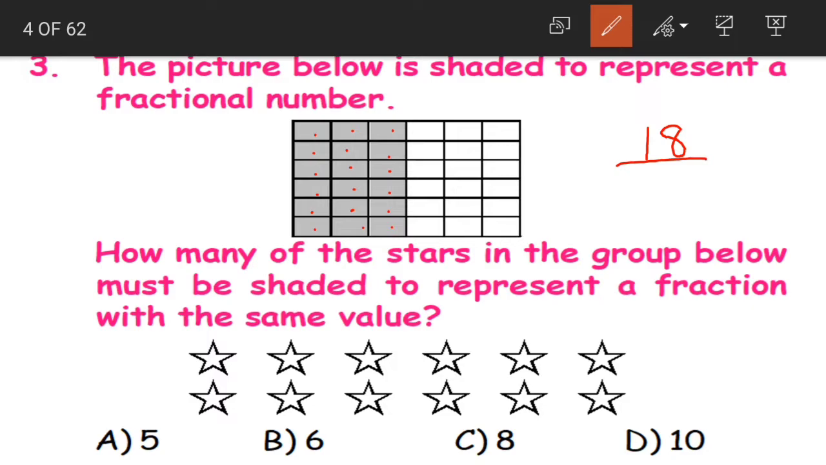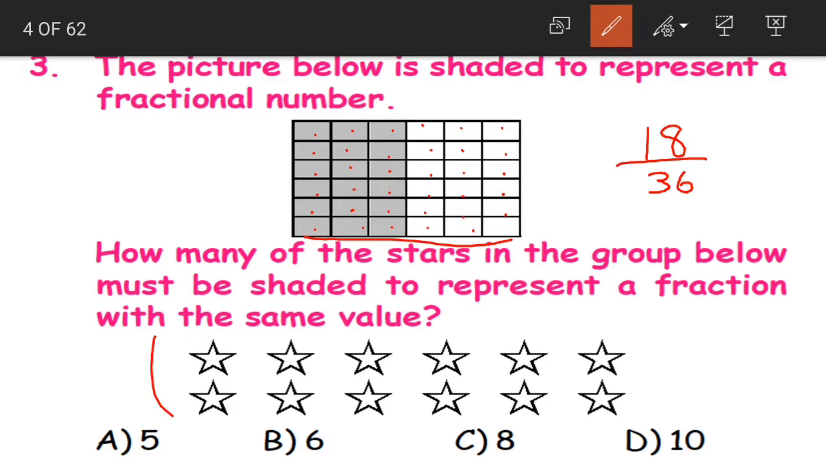18 shaded parts divided by 19, 20, 21, 22, 23, 24, 25, 26, 27, 28, 29, 30, 31, 32, 33, 34, 35, 36. So 18 divided by 36 is the fraction of the shaded part in the given figure. Okay children, now what are they saying?